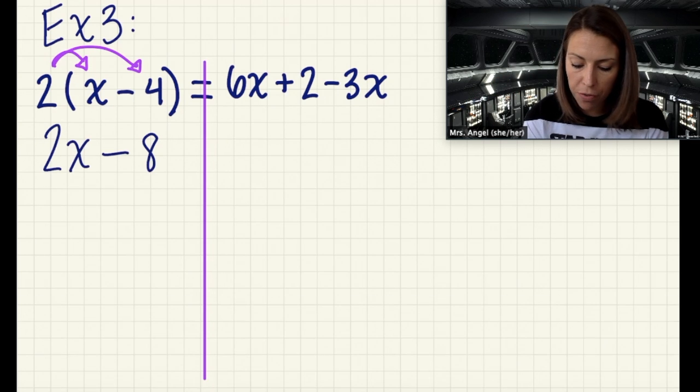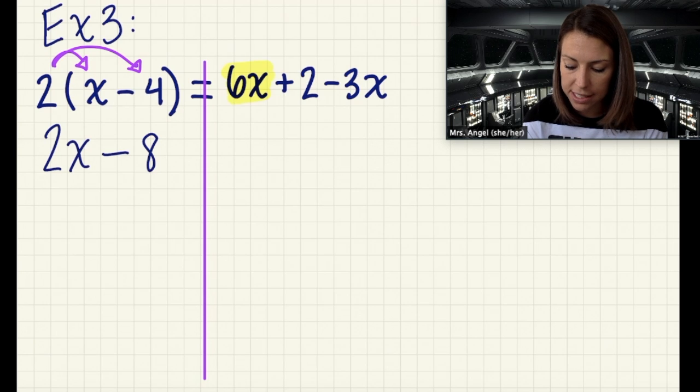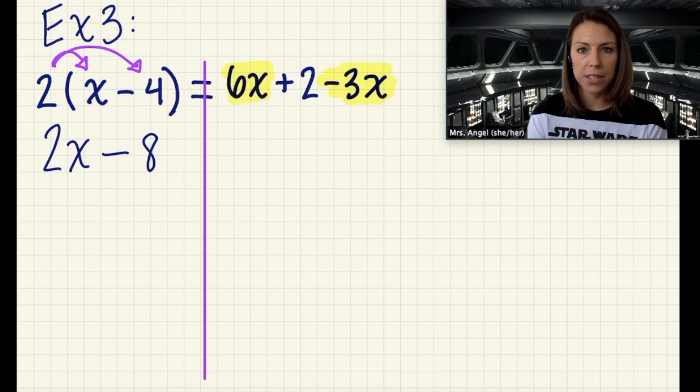And as I mentioned before, we have these like terms. We have this 6x and this minus 3x. So we can combine those because they're on the same side.